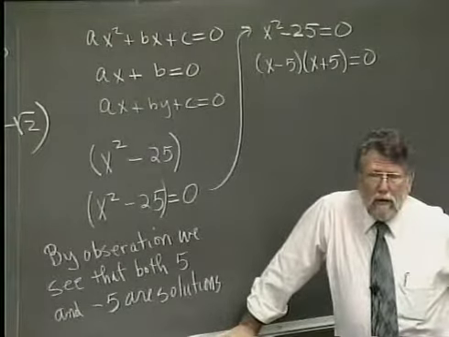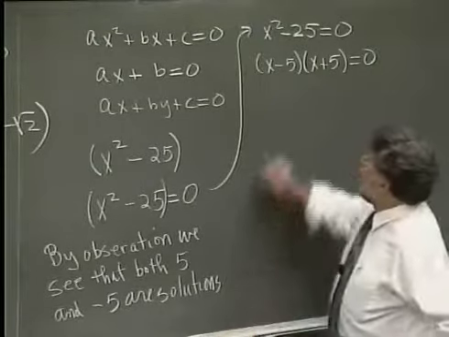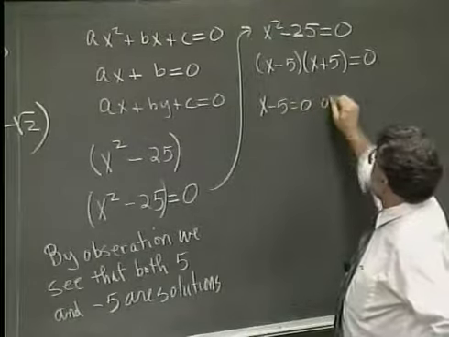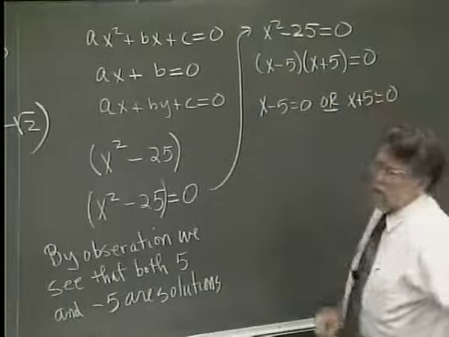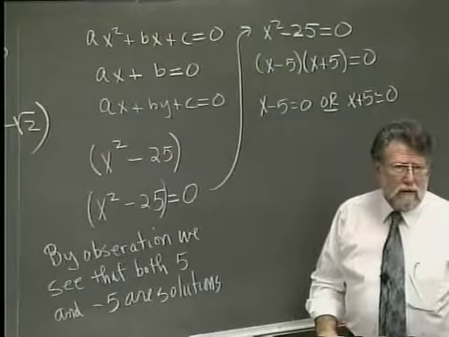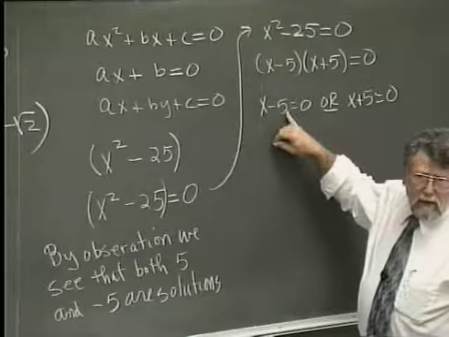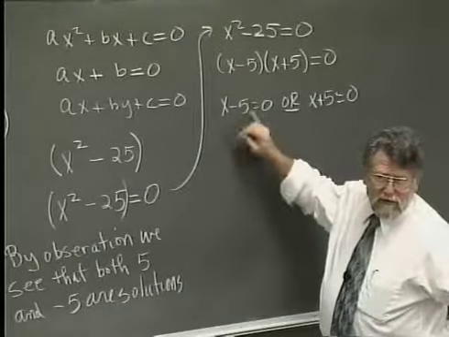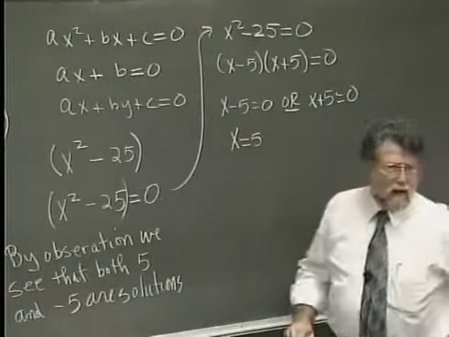Therefore, what do I know? Either one of them could be 0. So I can say then that x minus 5 is 0, or what? x plus 5 is 0. This is a very simple equation. You just add 5 to both sides. So you translate this into x equals 5.